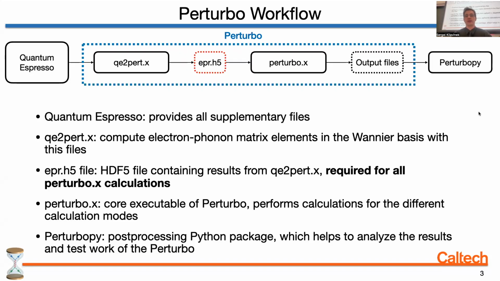The second executable which you have in the Perturbo package is Perturbo.x. This is the core executable of Perturbo, which performs all of the calculations for different calculation modes and calculates all of the physical characteristics we're interested in on the basis of these files and some of our input files. Finally, we have a package called Perturbo-py, which we will discuss separately.